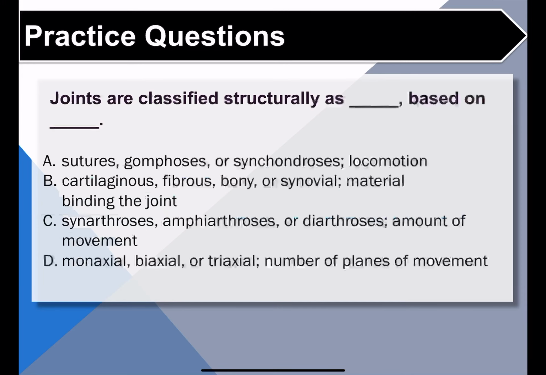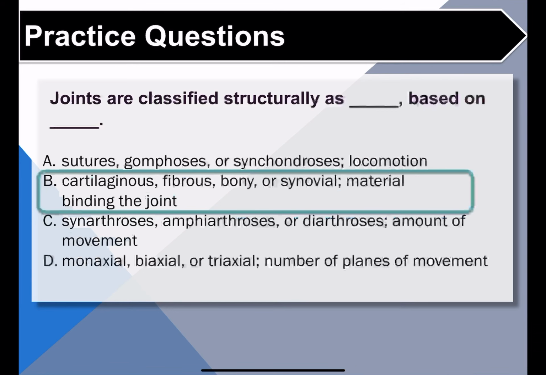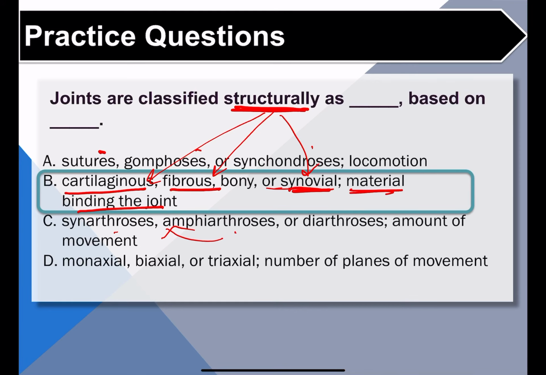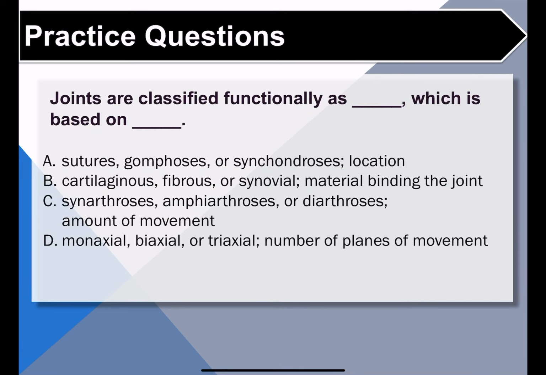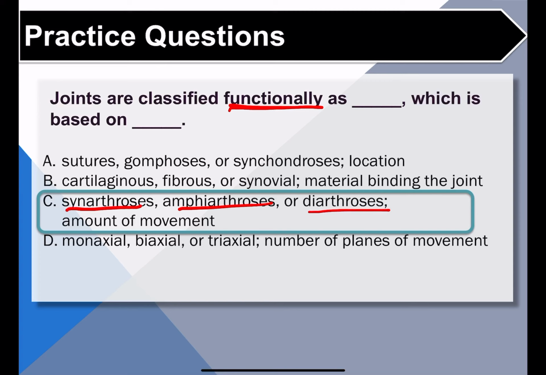Joints are classified structurally as what? Based on what? Okay, cartilaginous, fibrous, bony, or synovial, and this is based on the material that binds the joint. Okay, all of these other ones are the subtypes, and this is the functional classification. This is talking about structural classification, and these are the 3 structural classification. Joints are classified functionally. So it is functionally as synarthrosis, amphiarthrosis, or diarthrosis, which is based on range of movement. Remember this S for stop, no movement, amphi for slight movement, diarthrosis for free movement.